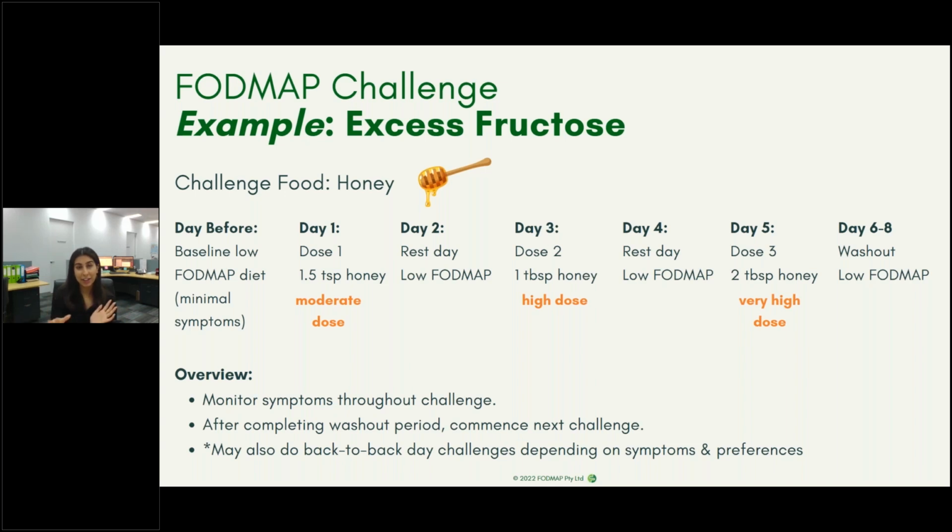If it's a medium face, it means that they had some mild symptoms, but they were manageable and they're still able to move on to the second dose. However, if they circle the sad face, that means they had really bad symptoms and they should stop there, and they know that their limit is just that 1.5 teaspoons of honey. If their symptoms were manageable or they didn't have any symptoms at all, we can move on to test dose 2.